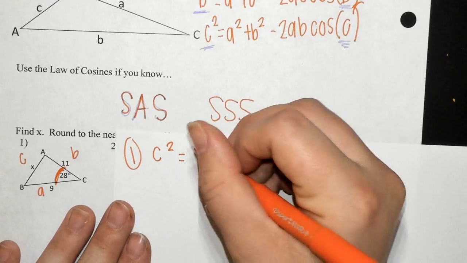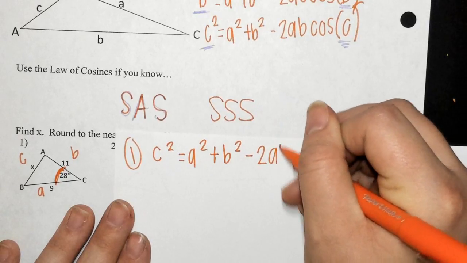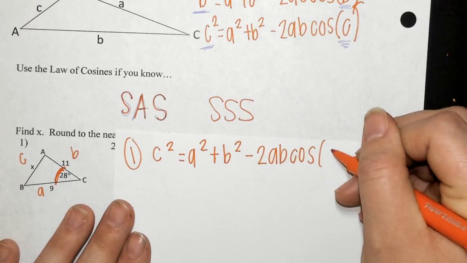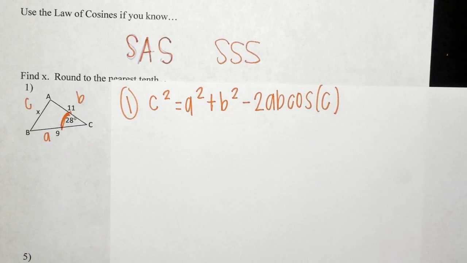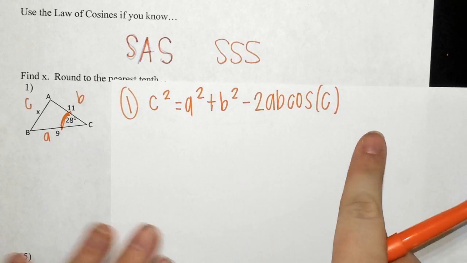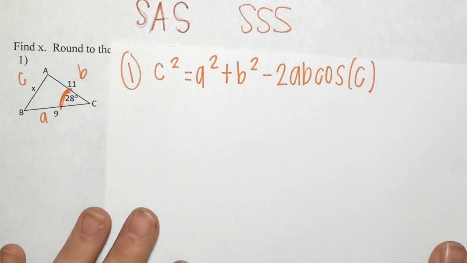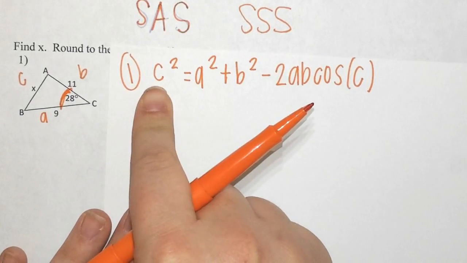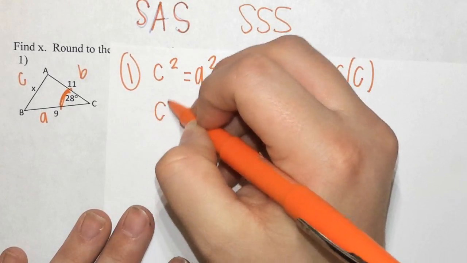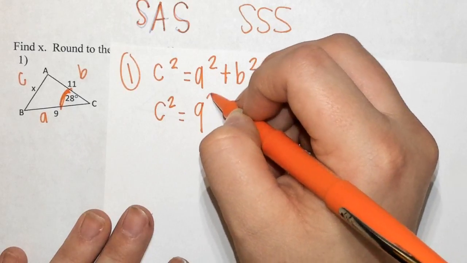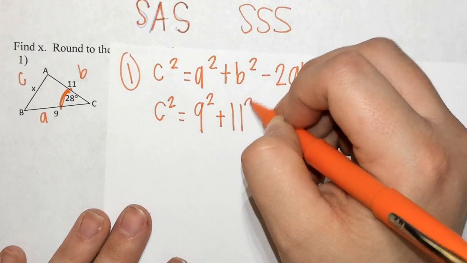C squared equals A squared plus B squared minus 2AB cosine of C. I want you to write it the first time. Okay? Write it just this time. After this time, I won't make you write this formula every time. So, I'm solving for C, because these are my sides. So C stays the same. But what's A? 9 squared. So let's plug it in. 9 squared. B is 11, so I'm going to plug in 11 squared.